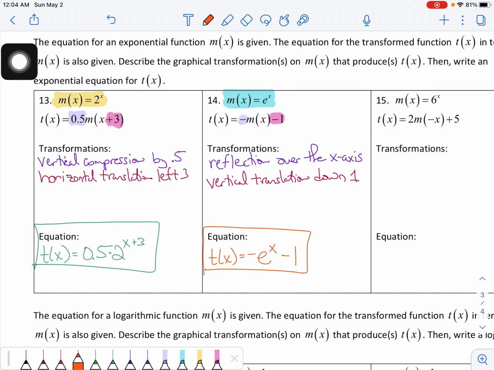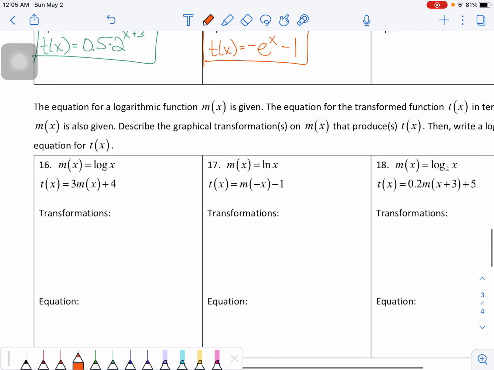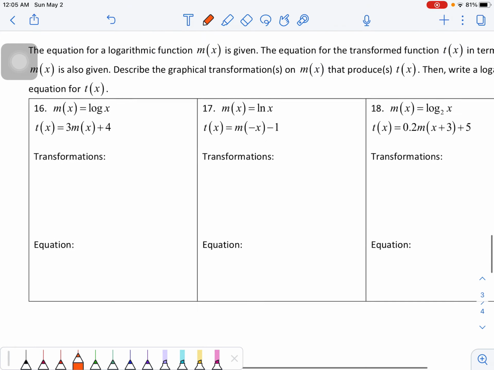All right, so number 15, I'll go ahead and do on the key. If you have any questions, let me know. Let me go ahead and slide down to the logarithmic functions, and I'll do 16 and 17.